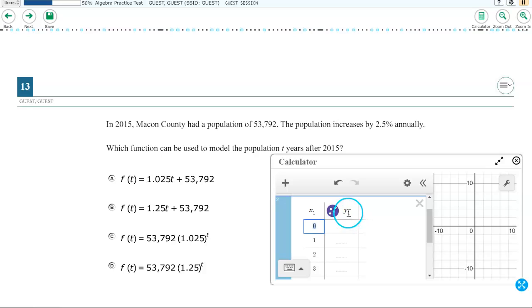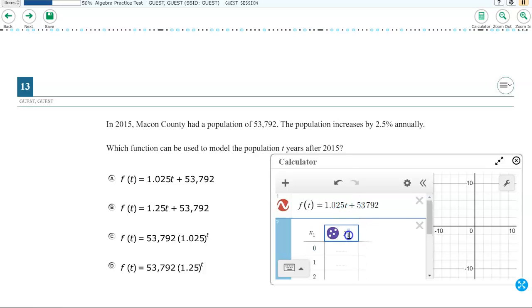And then for the y1, I'm going to take this out because I don't really want a y. I want f of x1. Now, the important thing to remember here is you can't use t. There is no t in this table. You have to use x1 because the first column has an x1 in it. And then it will substitute in those values.